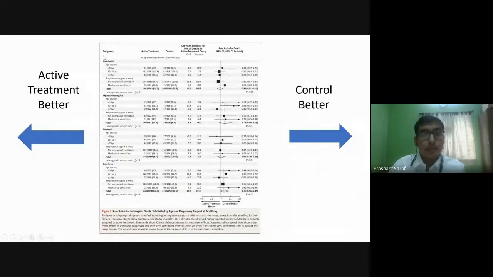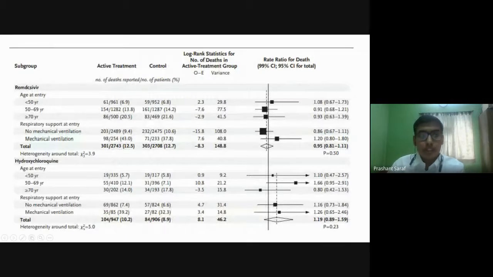So now coming to this plot, this is a forest plot, and all the four drugs, remdesivir, hydroxychloroquine, lopinavir, and interferon, are plotted. And as you can see here, the left side arrow means the active treatment is better, and the right side arrow means the control is better. So as you move to the left side, it indicates that the drug that you are giving is better. And as you move to the right side, it means the control is better. So I have magnified this for remdesivir and hydroxychloroquine, and the rate ratio for death.